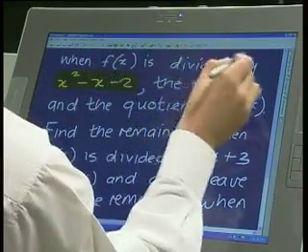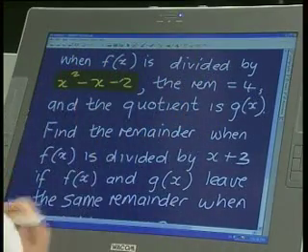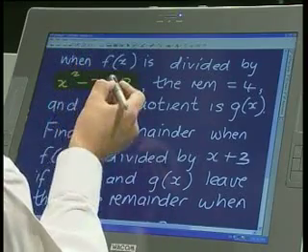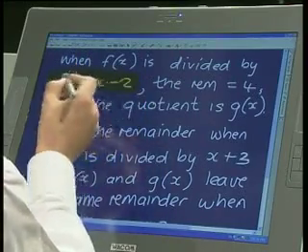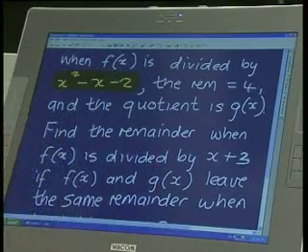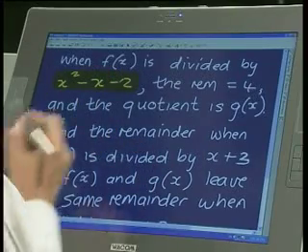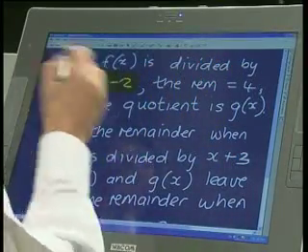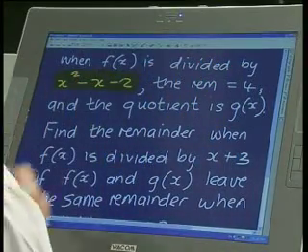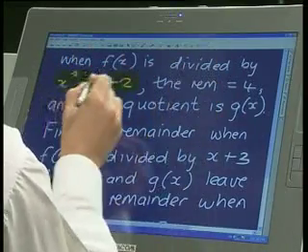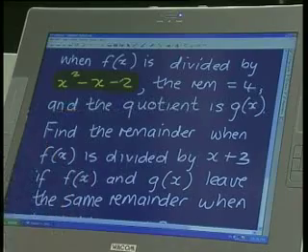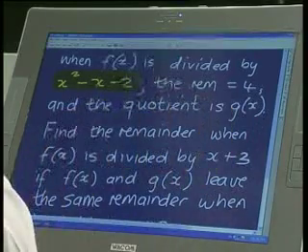When f of x is divided by x squared minus x minus 2, that's not great, because it's quadratic. It's a problem for us because our remainder theorem says that when it says divided by, it needs to be a linear expression. Anyway, when f of x is divided by this expression, which is not linear, the remainder is 4. And the quotient is g of x.